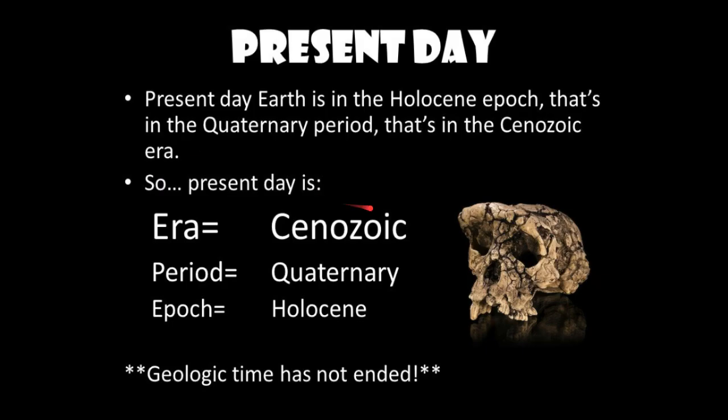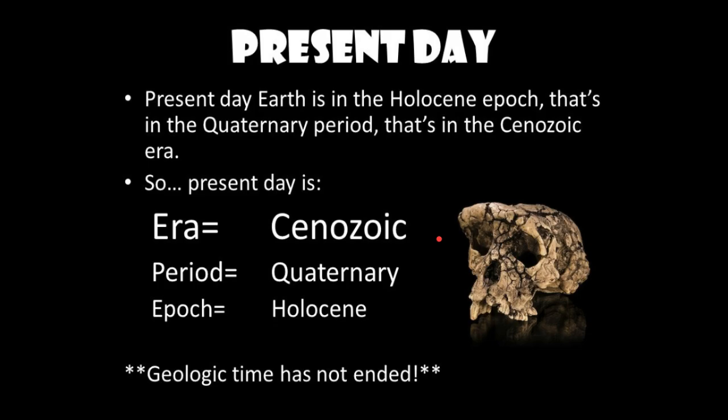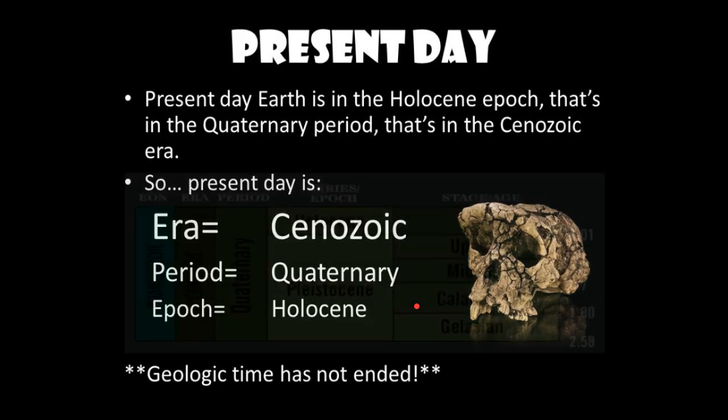So we are currently in the Cenozoic Era, the Quaternary Period, and the Holocene Epoch. That's a little bit under debate. There are scientists making arguments for whether or not we're currently in a new epoch, and they have a lot of evidence and reasons to believe so. But for the sake of this presentation, we're going to say we're in the Cenozoic Era, the Quaternary Period, and the Holocene Epoch. But geologic time has not ended, and it's still ongoing.